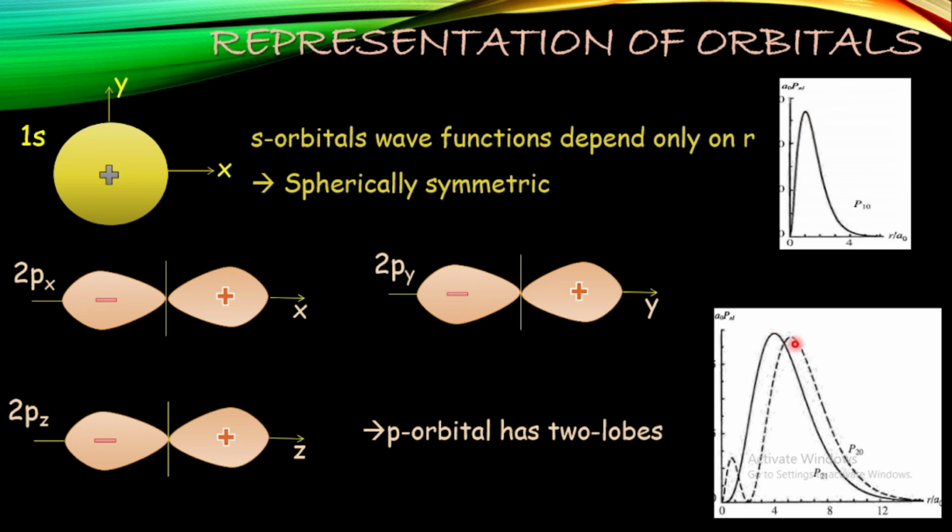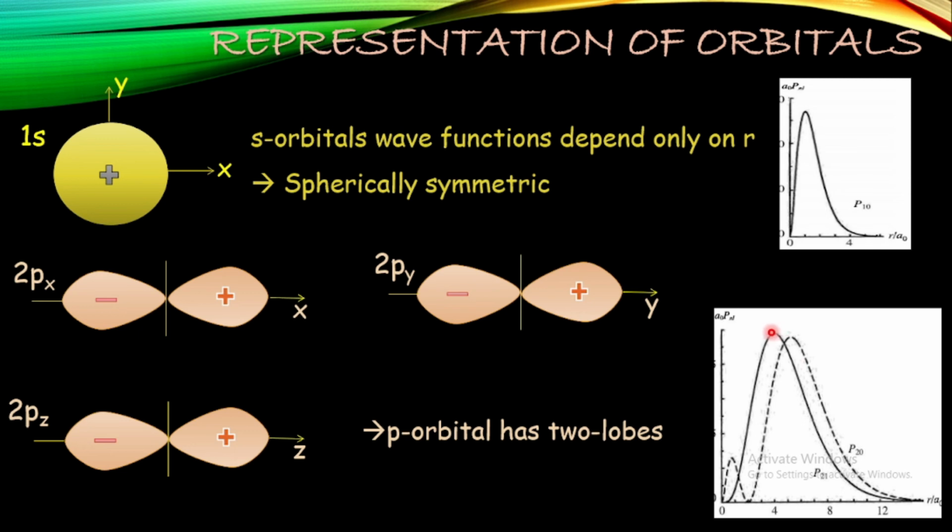Whereas if you consider this one, n is equal to 2 and l is equal to 0, so n minus l will be equal to 2. That's why we are having 2 peaks. But if you consider the second one, that is 2, 1, 2 minus 1 will be equal to 1. That's why for the 2p curve, we are having only one peak.